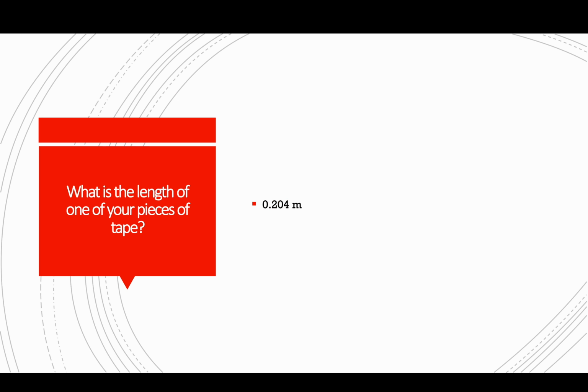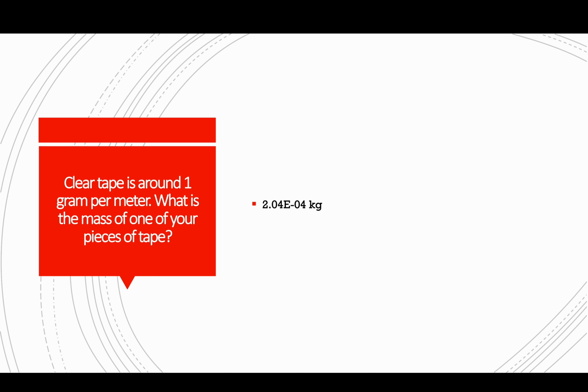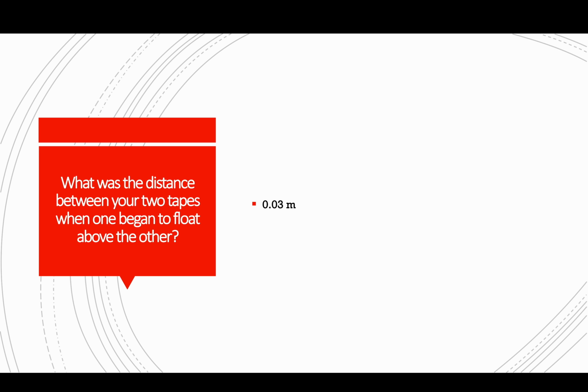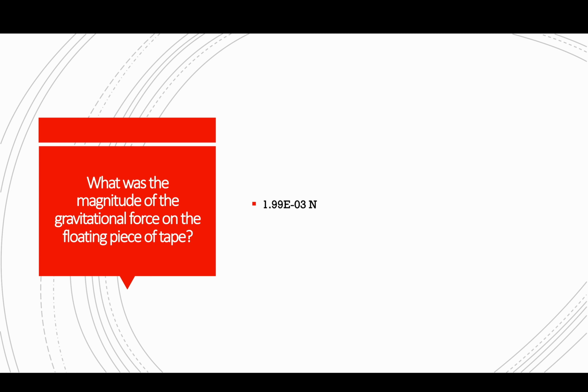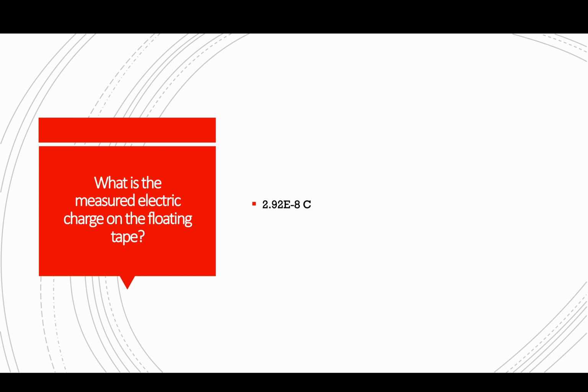Measurements and data. The length of my piece was approximately 0.204 meters. Mass: 2.04 times 10 to the negative 4 kilograms. The distance at which I measured them to interact is 0.03 meters. The magnitude of the gravitational force was calculated to be 1.99 times 10 to the negative 3 newtons. Likewise for the electric force on the floating tape. And then the charge on the floating tape is 2.92 times 10 to the negative 8 coulombs.